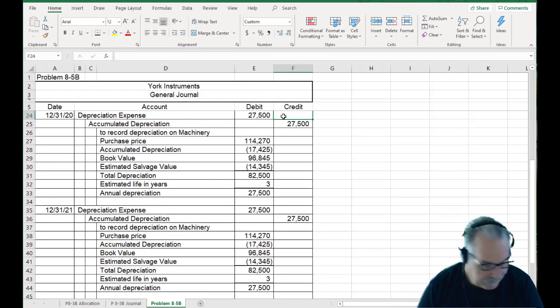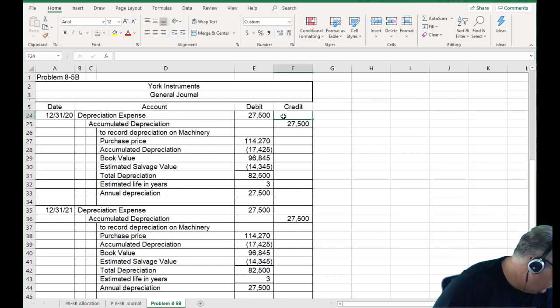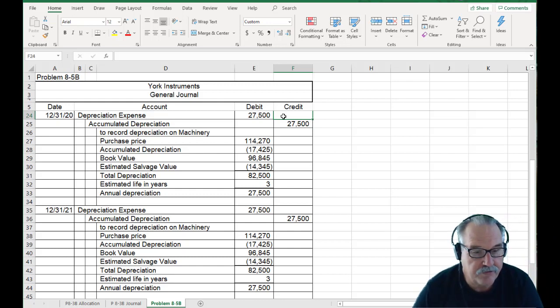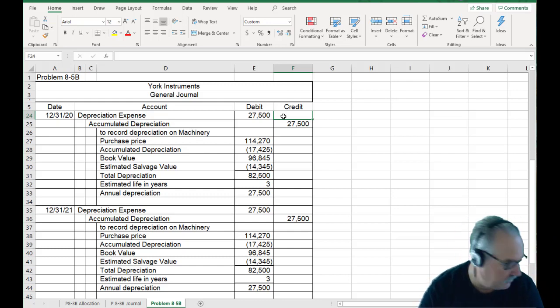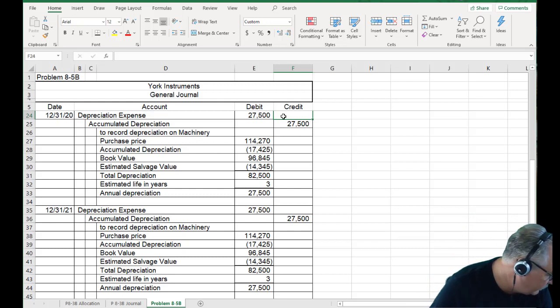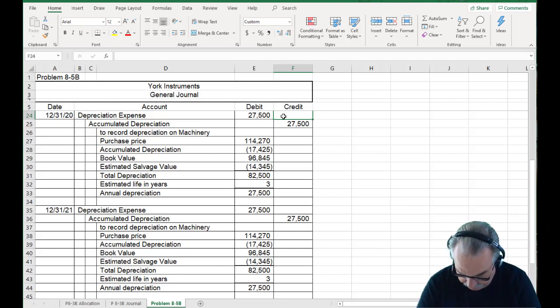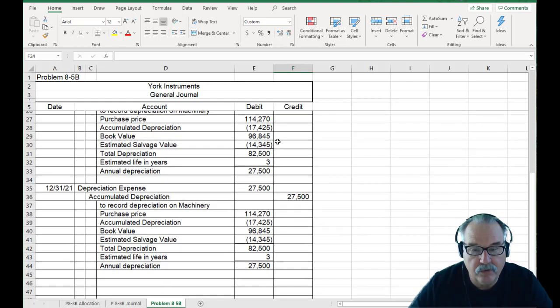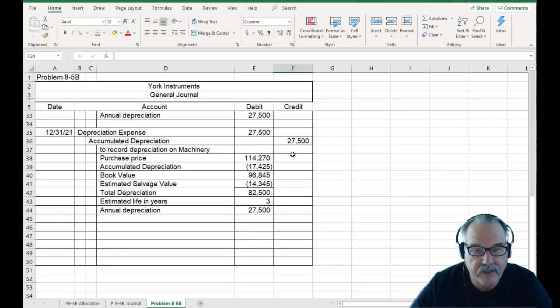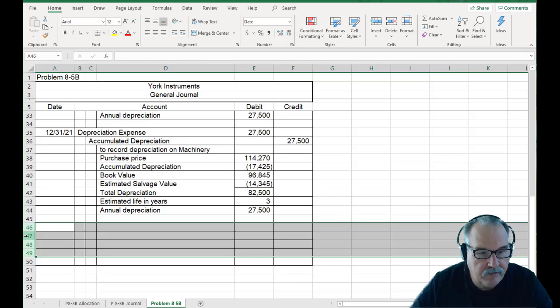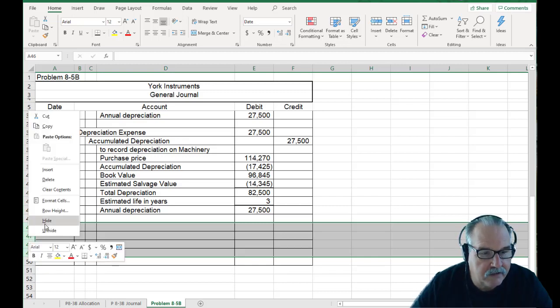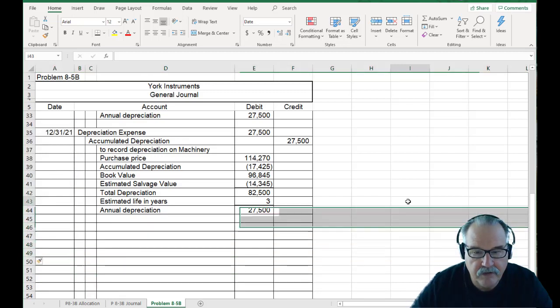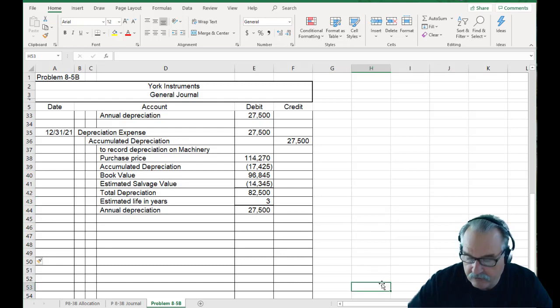And then on the end of year 3, this is on 12/31/21, we sold this piece of machinery for $25,240. So I'm going to record that down here. I need to add a few rows. So I'm going to right click and insert some rows down here. And then we'll make this journal entry when we sell it.